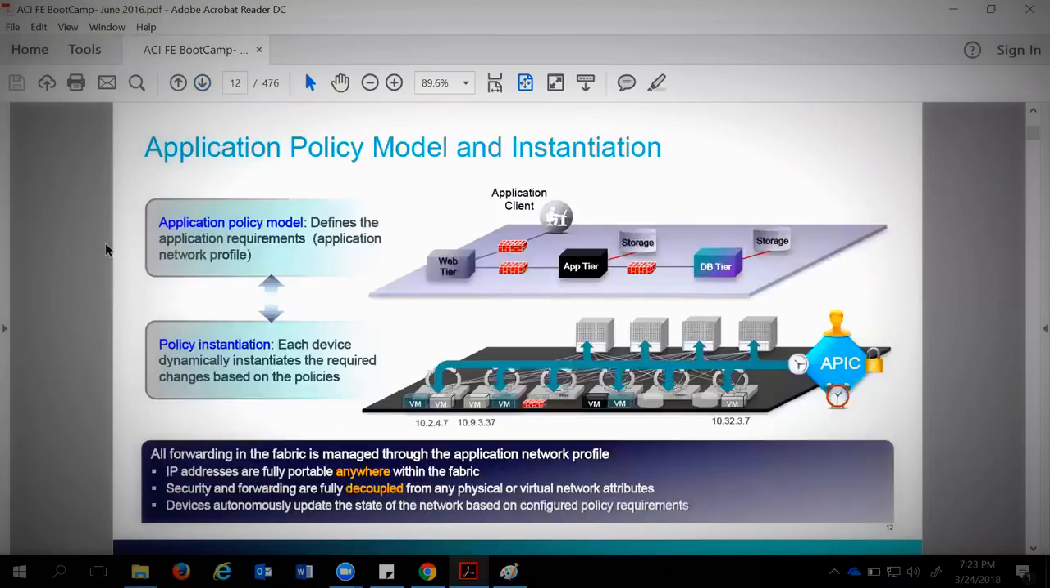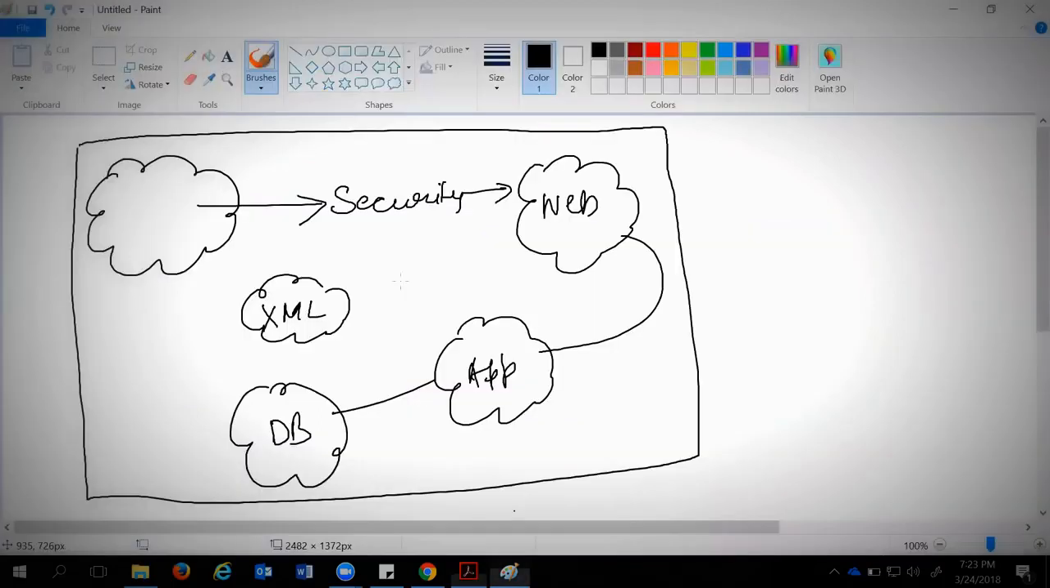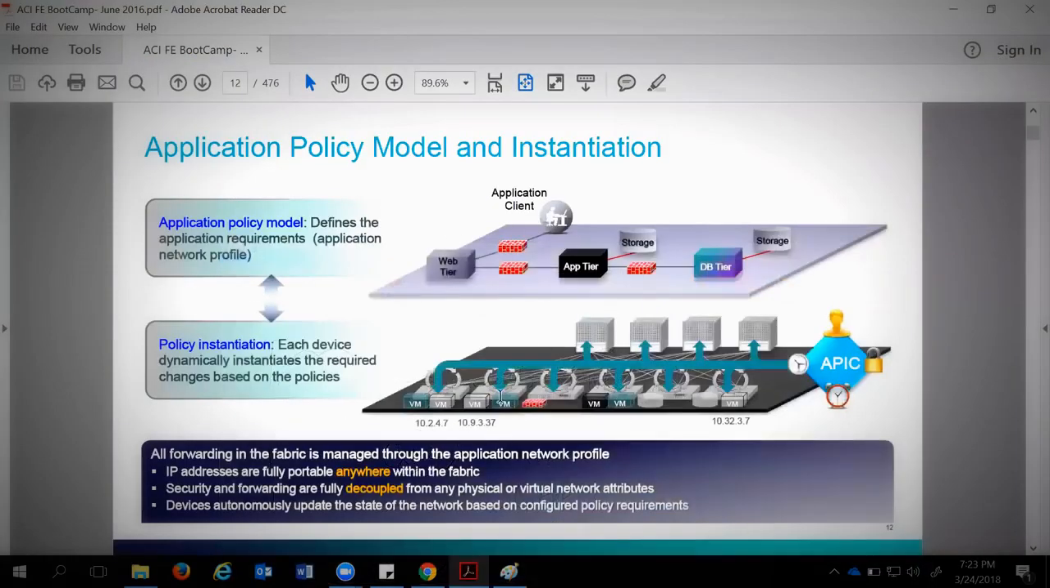So the application policy model is all about this, what I want to achieve, so that we build as per our architectural view. Usually this is the architectural view that we created at this moment. And when we apply it, ultimately it is going to be applied on our leaf and spine switches. So this is the policy instantiation that we are trying to do, so that each device will have a dynamic instance that requires the changes based on the policies.